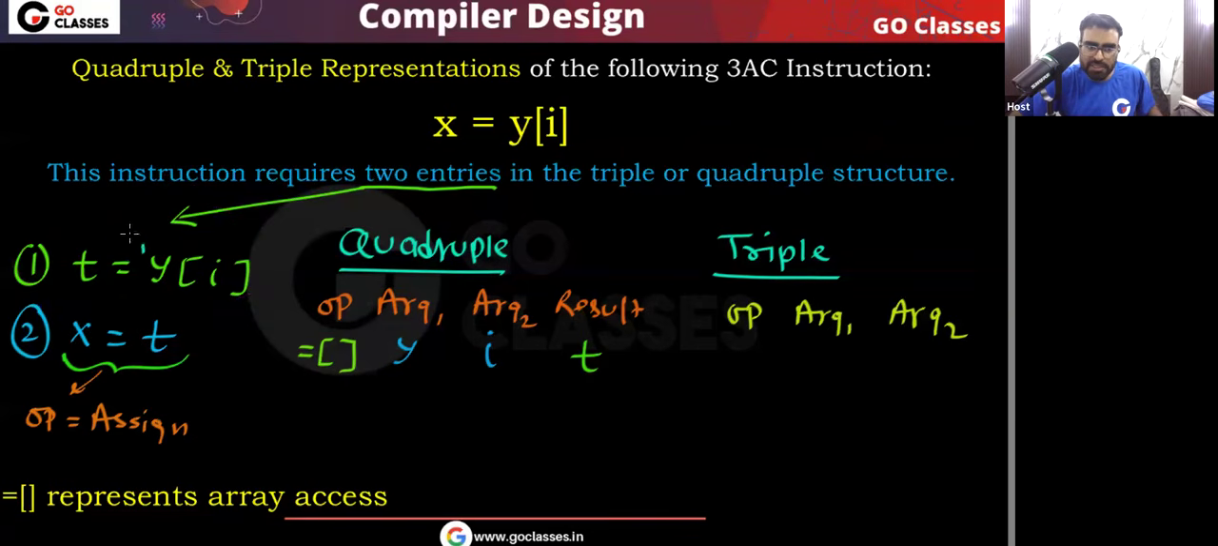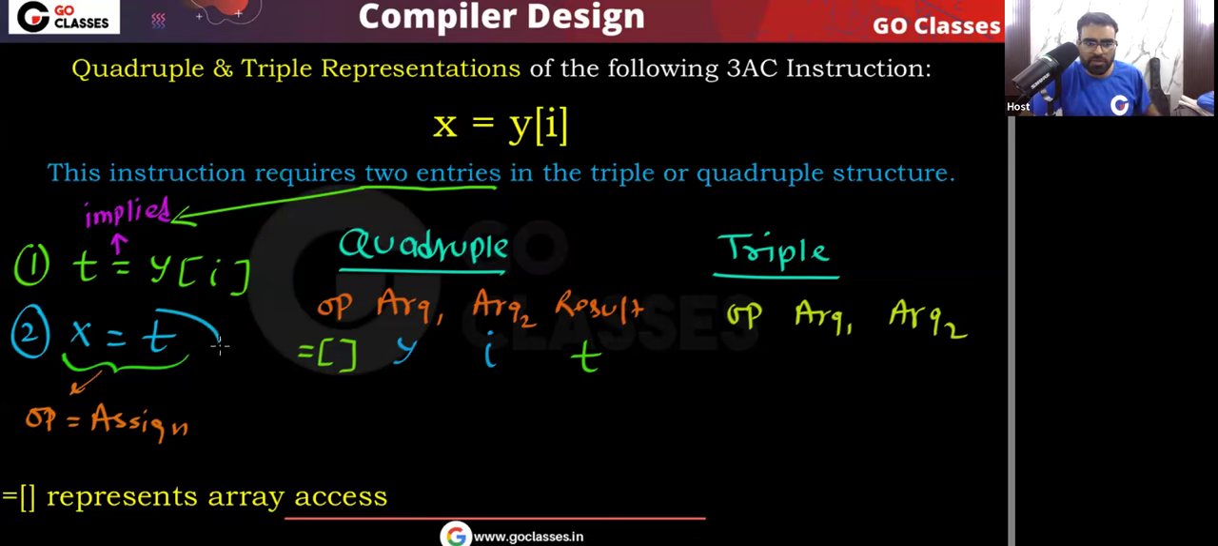You might be thinking this assignment is also an operator, but I told you in the previous lecture, when we were discussing triple, quadruple, that this assignment is implicit. But remember, when this assignment is the only operator, then the operator will be assignment. And when you have some other operator also, in that case this assignment will be implicit, or I can say implied.